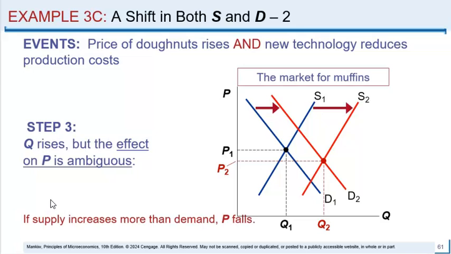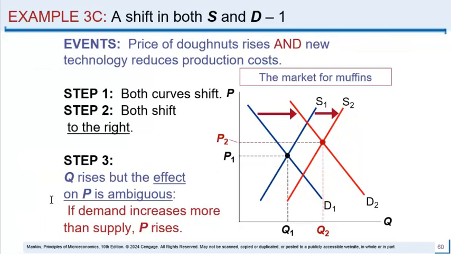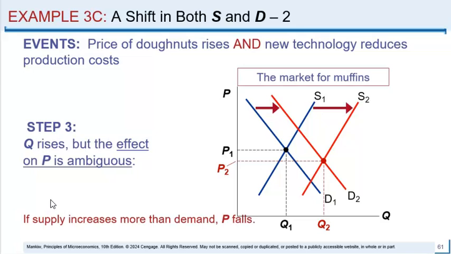So both pictures considered, there has been a definite increase in equilibrium quantity, but the effect on price is ambiguous. You can increase and decrease the size of the shift for the supply and the demand curve, and that would cause an ambiguous change in the price. So if supply increases more than demand, then price goes down. If demand increases more than supply, price goes up, equilibrium price goes up.